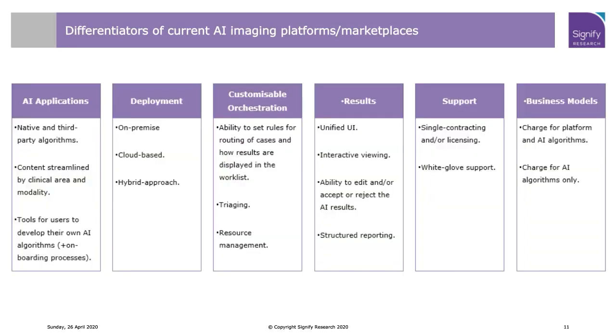So just to round up, I will discuss some of the differentiators of the first generation of AI platforms and pose a set of questions for each of the factors. So if we start off with AI applications, will the platform or the marketplace host native algorithms as well as third-party algorithms? And will users have the tools to develop their own algorithms? In terms of deployment, will the platform be installed on-premise, or will it have cloud capabilities? Some vendors may even choose to adopt a hybrid approach.